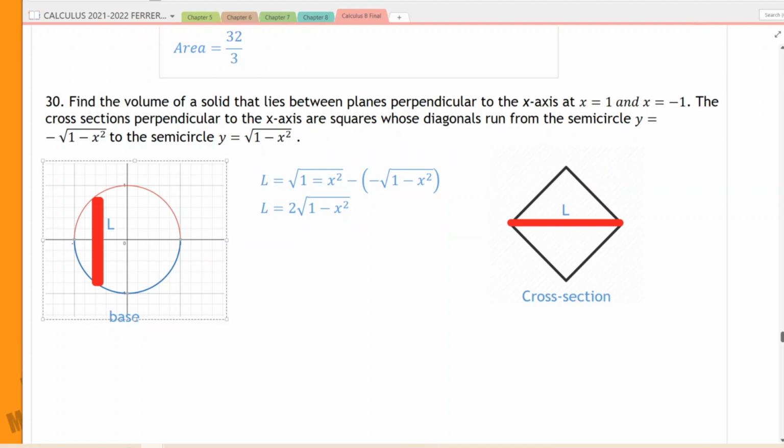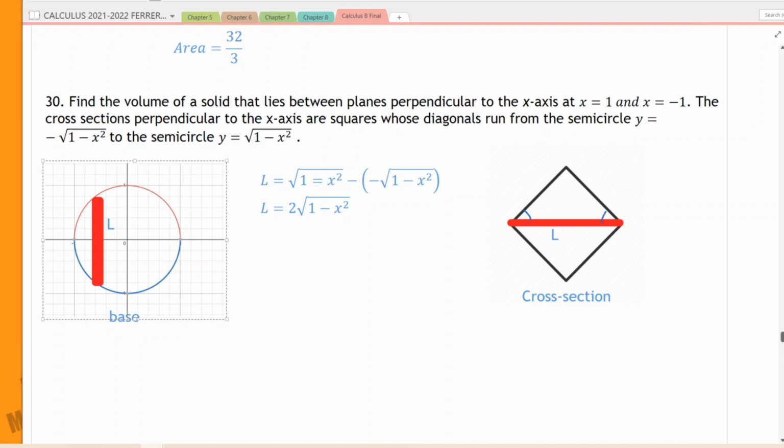Well, like we were saying with the problem, the diagonal is the thing that's going from semicircle to semicircle. So this diagonal here is the same as this diagonal here. You can imagine you're going to have a shape where above the circle is the upper half of this square, and below the circle is the lower half of the square. In any case, what we really need to do next is figure out the area of this square using L as our measure.